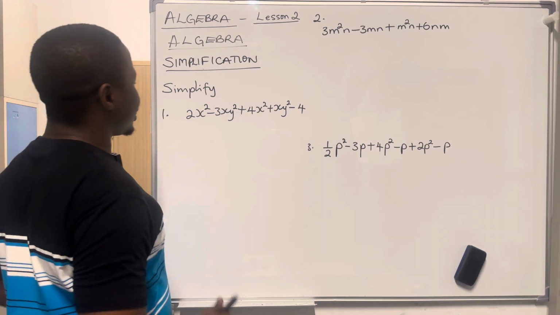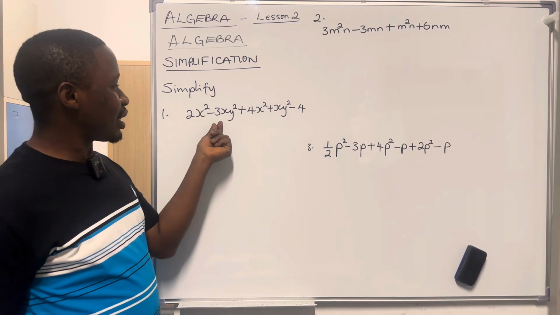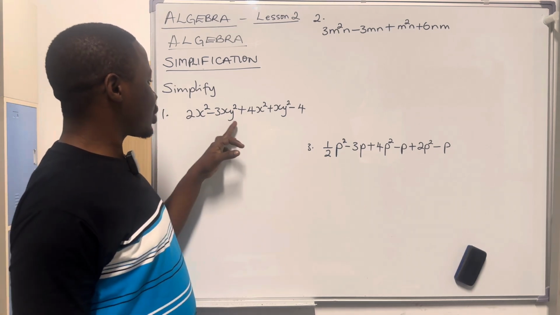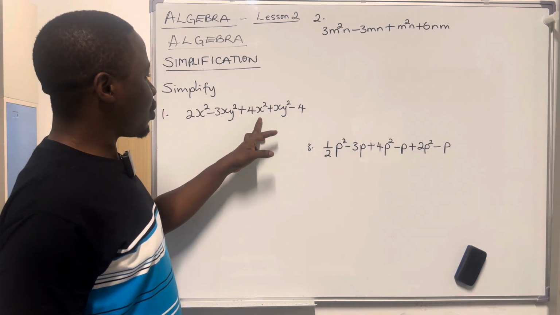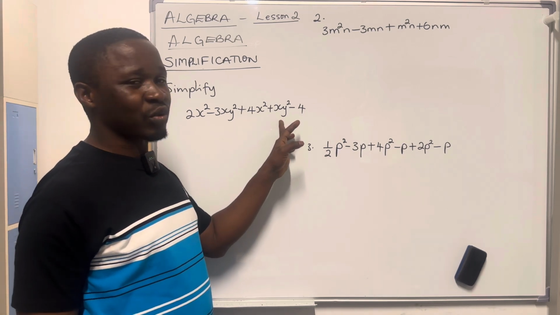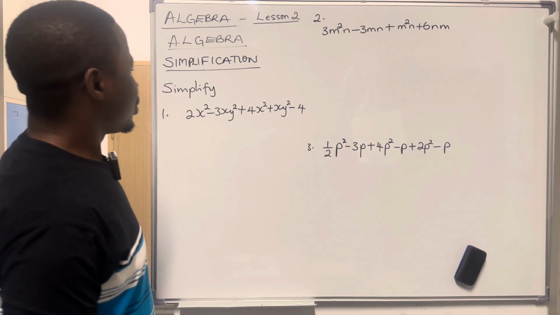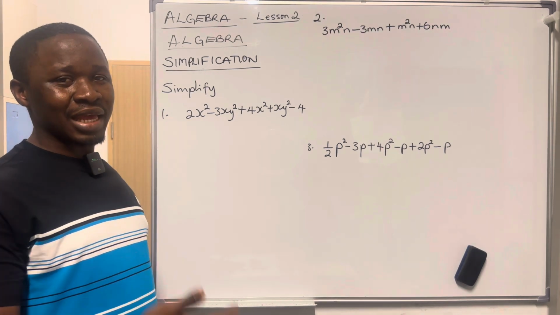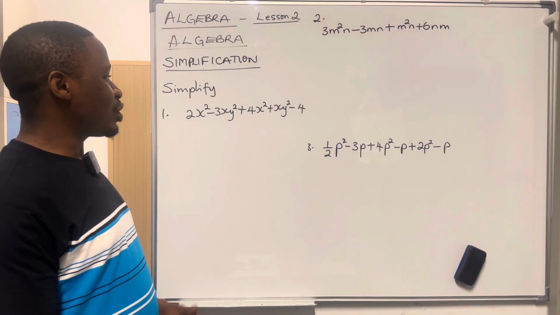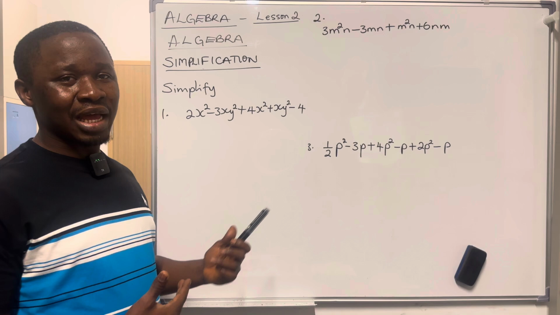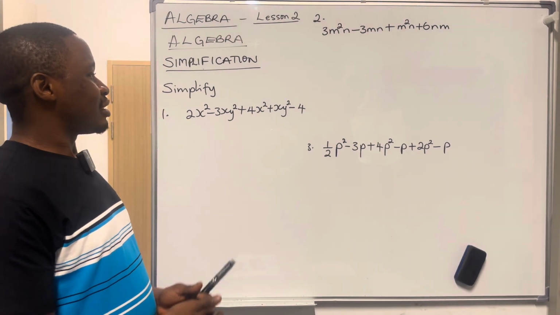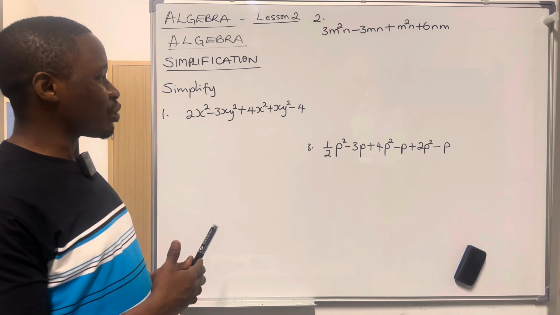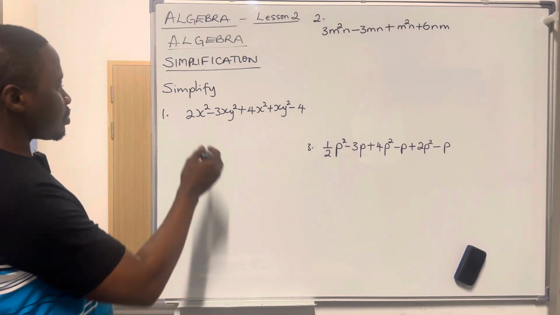The first one says 2x squared minus 3xy squared plus 4x squared plus xy squared minus 4. So, of course, in our previous video, we discussed like and unlike terms. So, we want to collect all the terms that are alike, then those that are unlike, they come later. So, let's start with like terms.